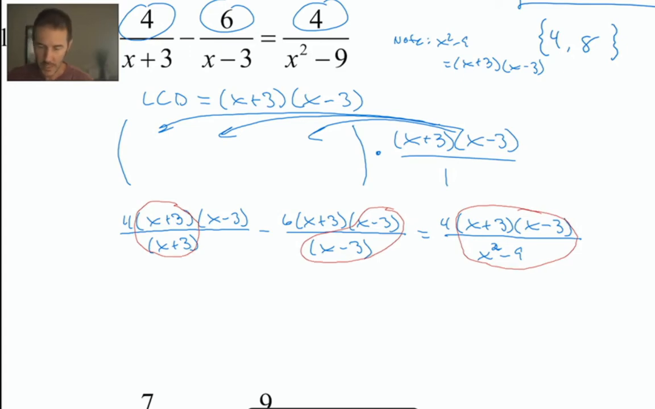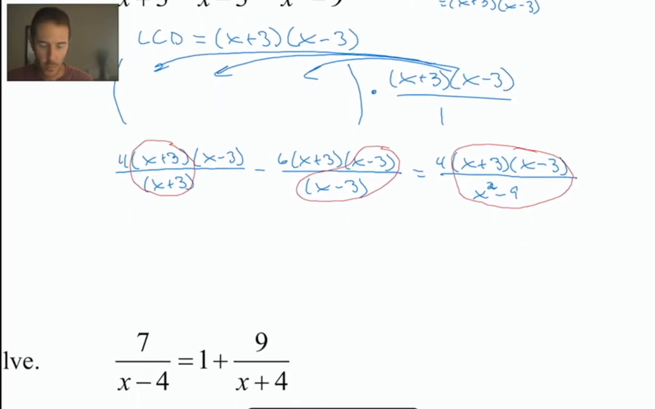And once we've done all of that canceling, let's write down what we have left. That's 4 times (x minus 3) minus 6 times (x plus 3). And on the right-hand side of the equation, all we have left is a 4. Now I'm going to distribute, and then I'm going to combine like terms. Boring stuff, but we've got to do it.